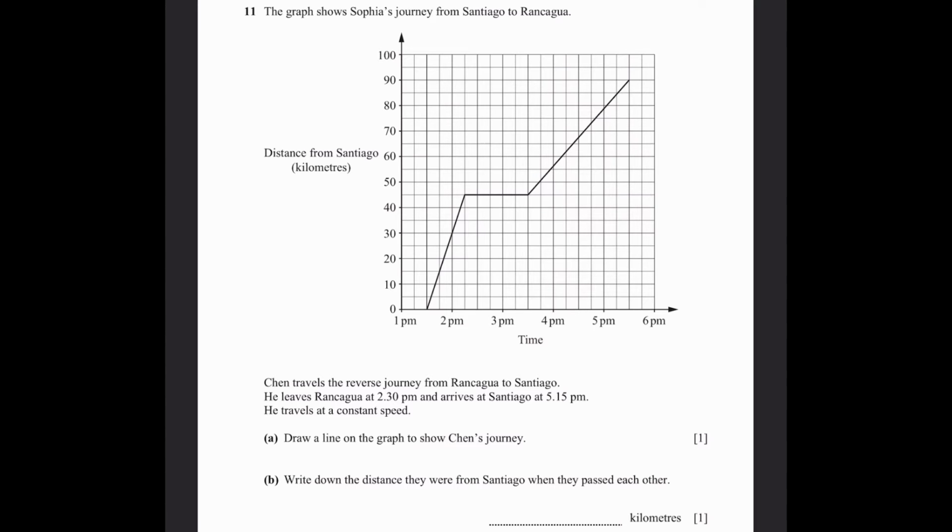So first let's see the starting time. It's at 2:30. And let's see the ending time, 5:15. And the distance is 90 kilometers, as that's the ending for Sophia's journey. So we start at 2:30 p.m., 90 kilometers, and then draw a straight line from here to the bottom. Now write down the distance they were from Santiago when they passed each other. The B part. So let's see. Where did they intersect? 3:45 p.m. at 50 kilometers. So that's the answer.